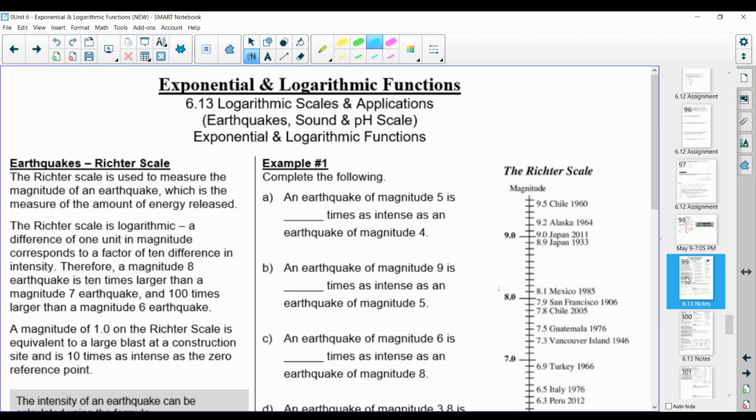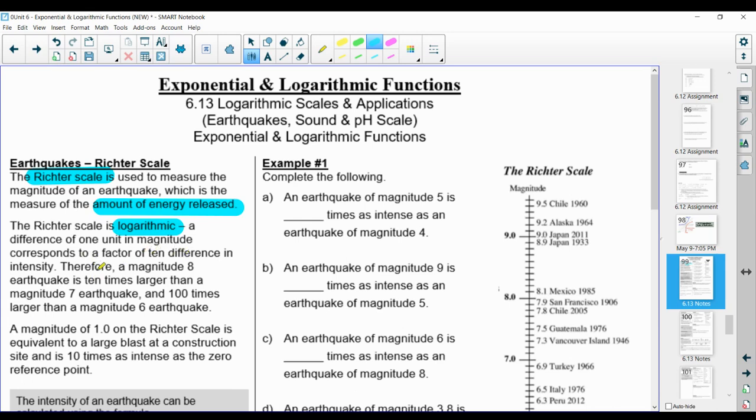So with earthquakes, you've probably heard of the Richter scale before, and the Richter scale is used to measure the magnitude of an earthquake. The magnitude of an earthquake is essentially the measure of the amount of energy released. Now, the Richter scale itself is logarithmic, and so a difference of 1 unit in magnitude corresponds to a factor of 10 difference in intensity.